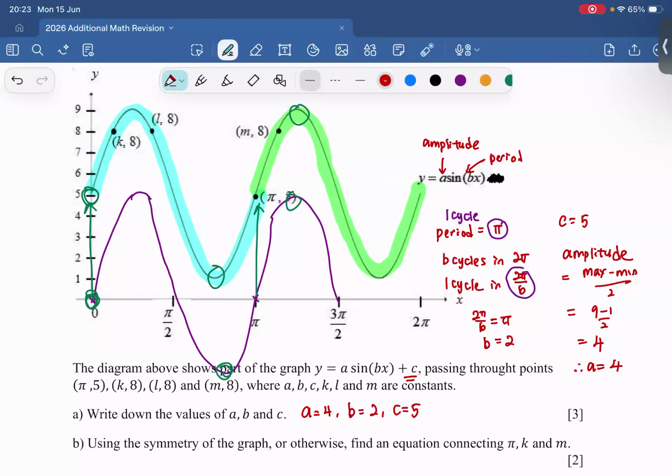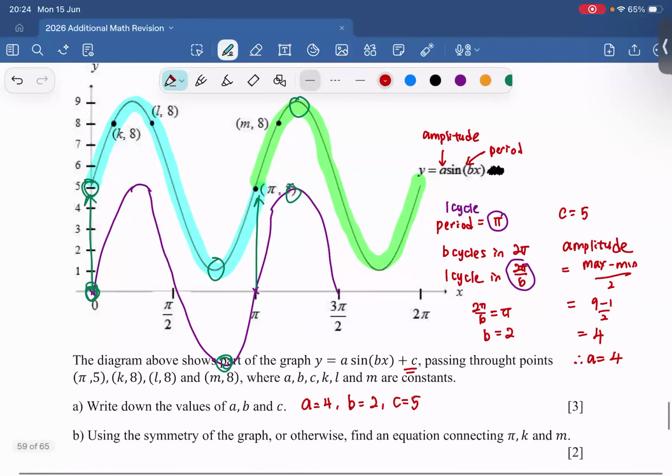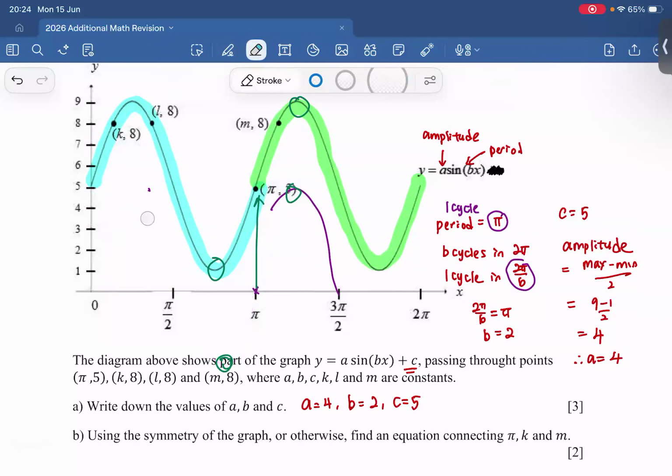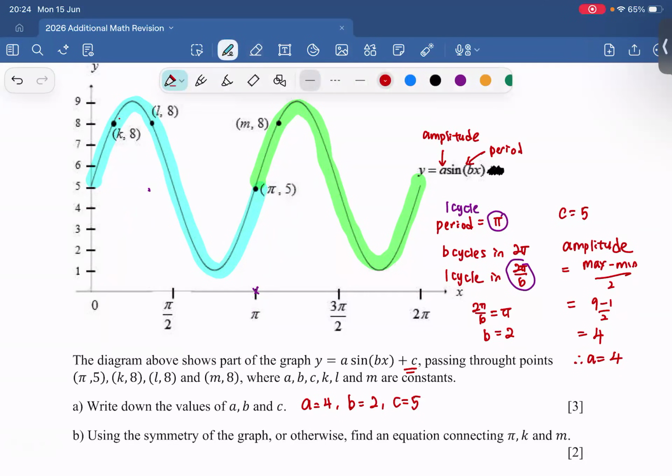Okay, part B is not very common. Using the symmetry of the graph or otherwise, find the equation connecting pi, k, and m. So one thing that we know is easier to see is the relationship between k and m. The relationship between k and m is quite clear. This is k, and then this is m.